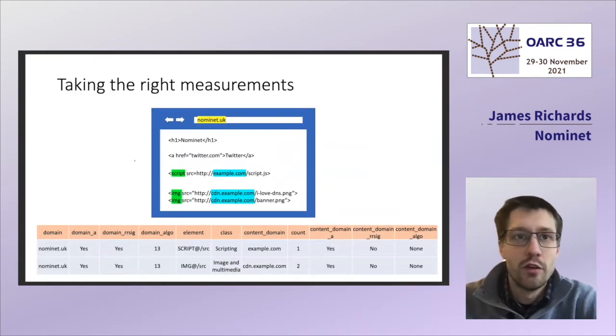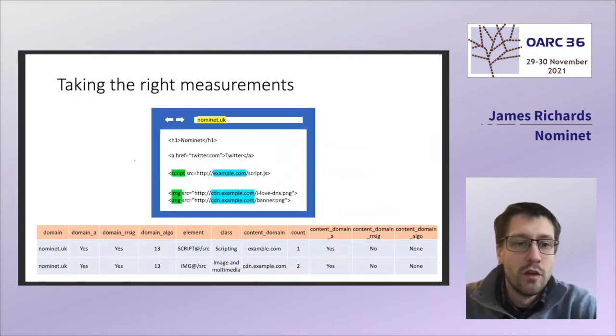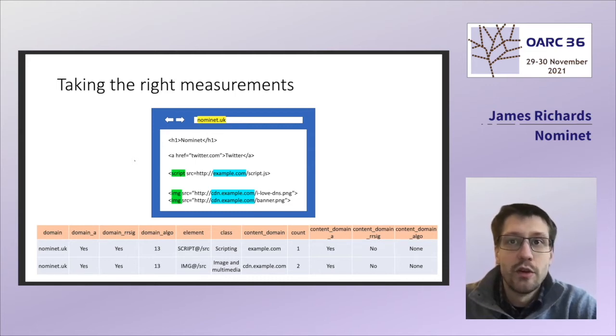So you basically have rows of data that are for unique tag and content domain pairs. So we've got information such as the primary domain, whether it's signed with DNSSEC or not, which class of element that HTML tag came from, what domain name was being used to load that element, and then some DNSSEC information about that content domain as well. So you can imagine the data set I derived was basically millions of rows for lots of different websites that look a bit like this.